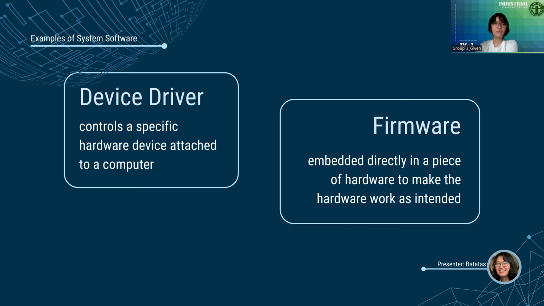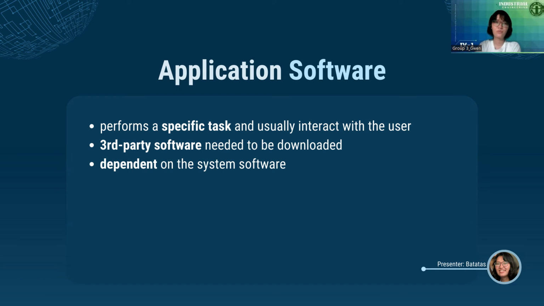Next, we have the second type of software, which is the application software, which we are all familiar with since nagagamit natin siya araw-araw. And mas visual siya compared sa system software. So application software are third-party software needed to be downloaded. Unlike system software, they perform a specific task and usually interact with the user. So, ayun nga, kaya yun ang nasabi ko kanina, mas visual siya. So, ito, mas familiar tayo dito. So, unfortunately, the application software is dependent on the system software.